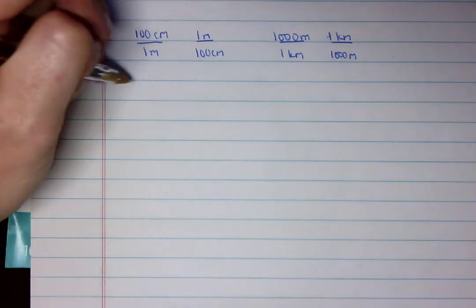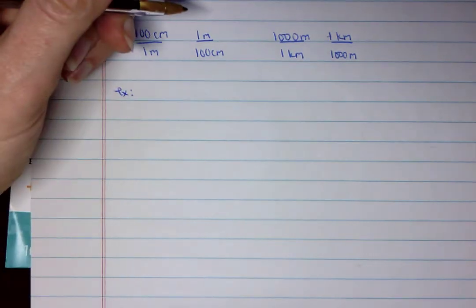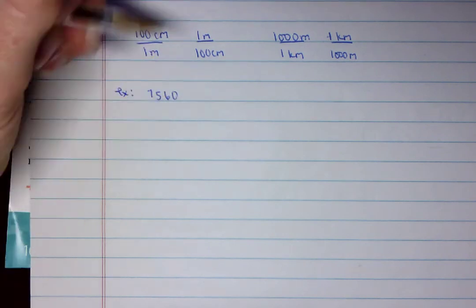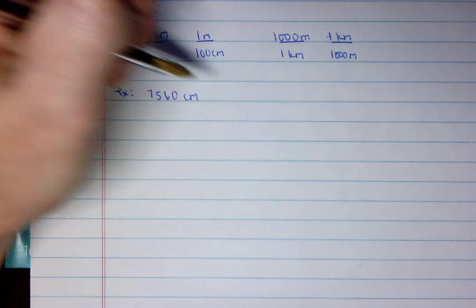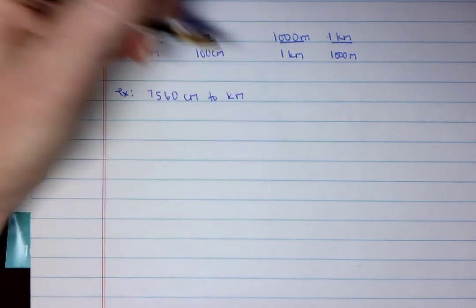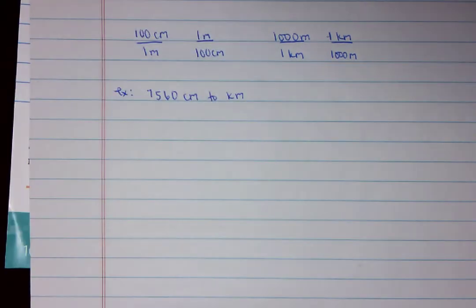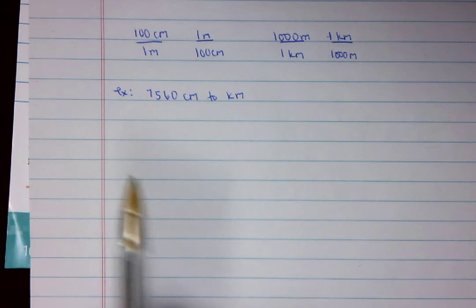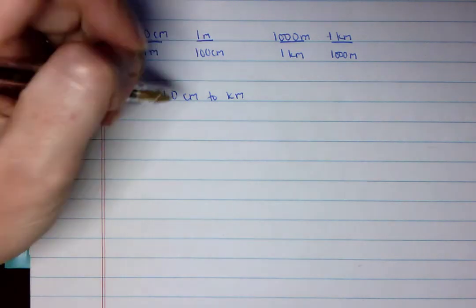So in this example, we're going to use the unit multipliers. We're going to convert 7,560 centimeters to kilometers. Okay, they want to do that. And so we're going to go from centimeters to meters to kilometers. And so you've probably learned that you can just move the decimal backward or forward to do these, but we're just using unit multipliers in here to convert.